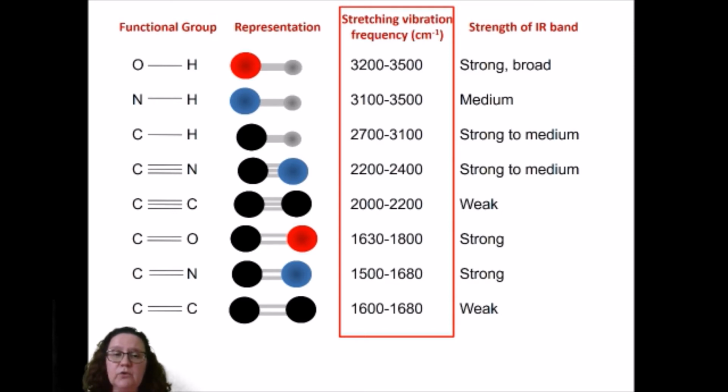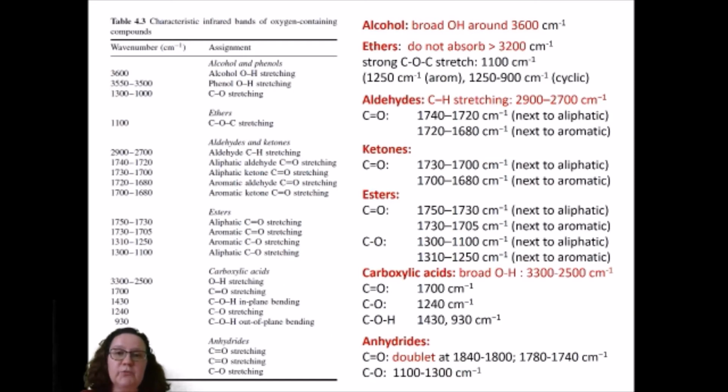The nitrile group, the presence of a carbonyl group, etc., can sometimes be quickly identified just by looking at the spectrum and seeing the presence or absence of those bands. This is one possible table containing typical infrared bands, in this case for oxygen-containing compounds. I've provided you with links to other tables on Blackboard. They can be very useful sometimes.